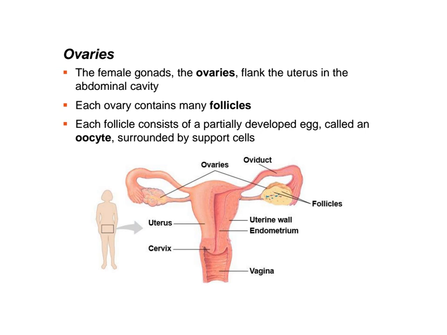The female gonads are the ovaries. These flank the uterus and the abdominal cavity. Each ovary contains many follicles, as you can see here in the diagram. Each follicle consists of a partially developed egg called an oocyte, which is surrounded by support cells.